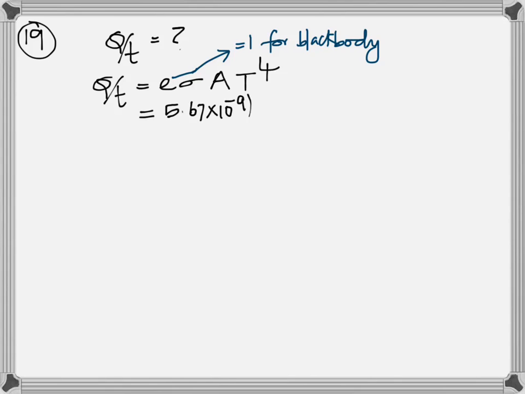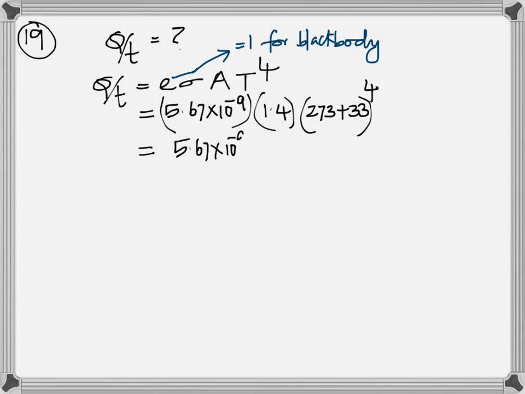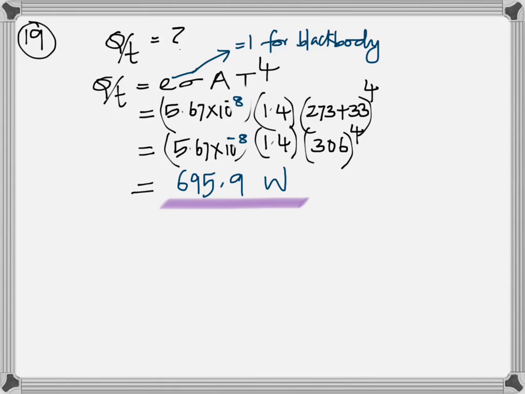Sigma is Stephan's constant. It's 10 to the -8, not 10 to the -9. It's going to be 10 to the -8. And then times area times temperature must be in Kelvin, so that's why you got 273 plus. Alright, so that's 10 to the -8 now, and then when you calculate, you get 695.9 watts, which is approximately 700 watts. So that's the amount of heat lost in 1 second from the human body.